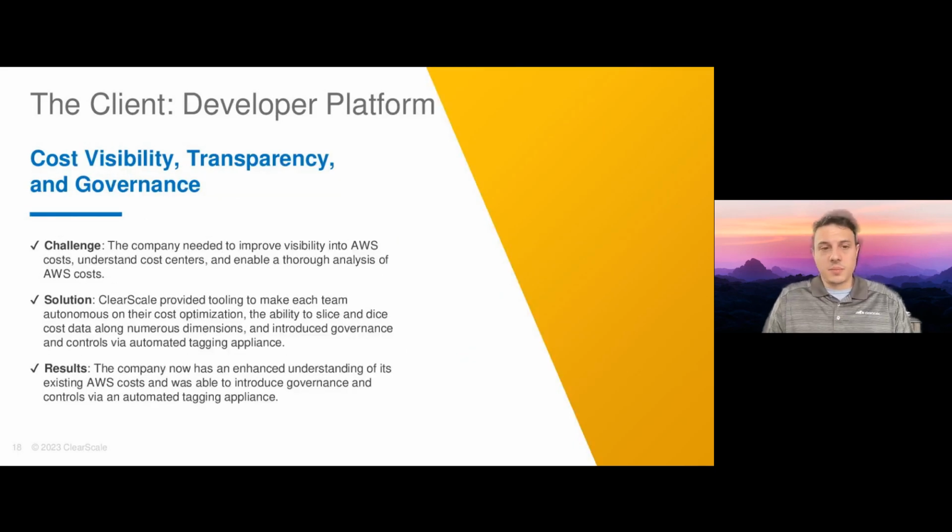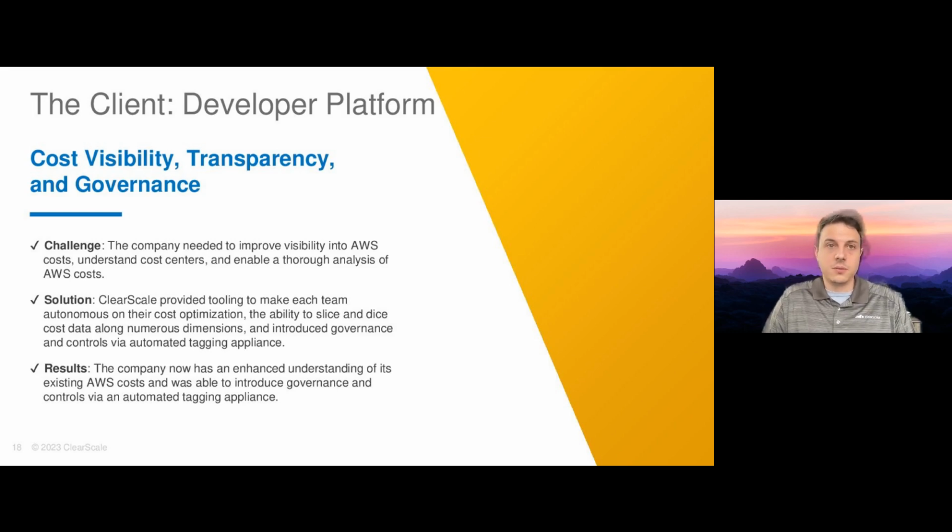Second one was a developer platform. And what they had is that they had a very, very monolith architecture for what they were offering their customers. And not only that, they had their developers be able to spin up an unlimited amount of resources, and they needed governance and compliance to be able to limit that. And this is where service catalogs came into play.